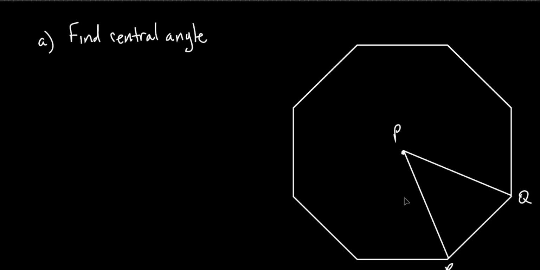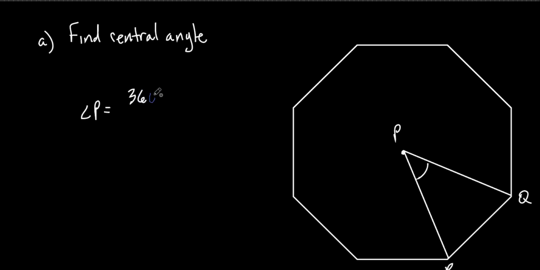Okay. Let's see. What else do we want to do? Oh, we want to find the central angle. So let's find this angle right here, angle P, or angle QPR, whatever you want to call it. We'll just call it angle P. It is the central angle. How do we find that central angle right there? Divide. Divide what by what? You know that it's 8 into 360. Okay, that'll work for me.